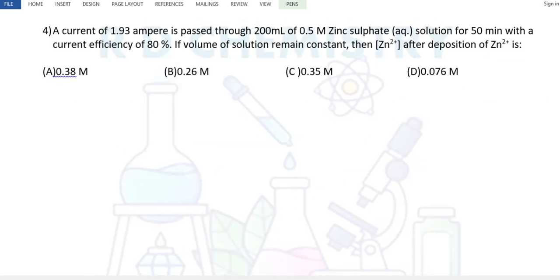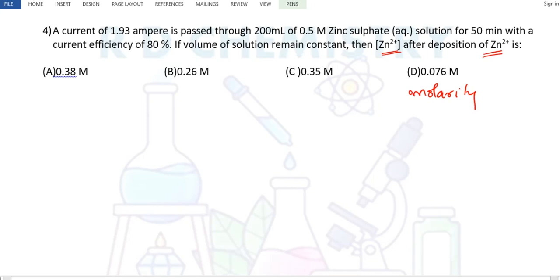Question number 4. A current of 1.93 ampere is passed through 200 ml of 0.5 molar zinc sulfate aqueous solution for 50 minutes with a current efficiency of 80%. If the volume of the solution remains constant, then the concentration of zinc 2 plus after deposition of the zinc 2 plus is. Now we have to calculate what? We have to calculate molarity.